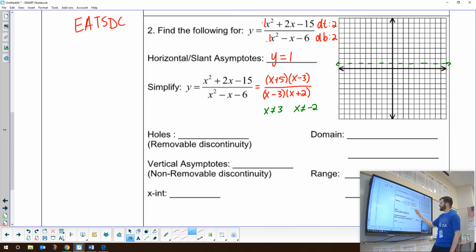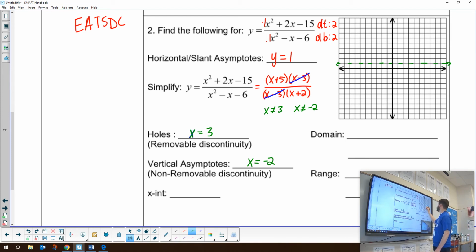Now we just have to decide, are these holes or are they vertical asymptotes? So we look back, and can any of these cancel? Yes. This x minus 3 and this x minus 3 cancel. So that means we're going to have a hole wherever x equals 3. That's a hole, not an asymptote. But I am going to have an asymptote at x equals -2, because that doesn't cancel. It's going to be a vertical asymptote.